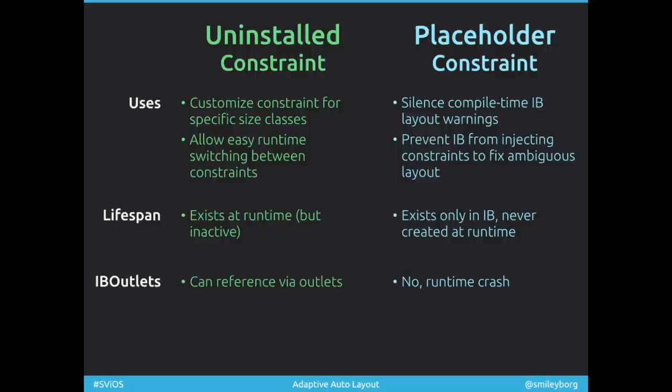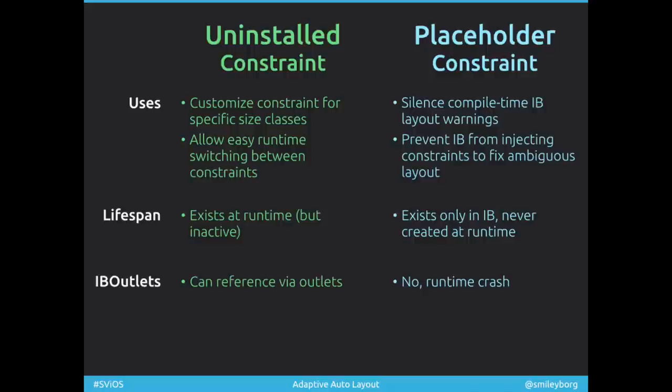Uninstalled constraints can be referenced via outlets. This is really important, because if you go ahead and create a constraint in Interface Builder now, that's that second bullet under uses. That means you can set it as inactive or uninstalled, but then activate it at runtime without having to create it in code, just by twiddling that property.